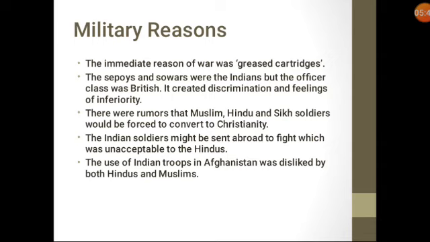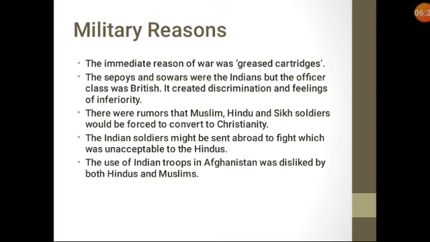Next one, there were rumors that Muslim, Hindu, and Sikh soldiers would be forced to convert to Christianity, and obviously, it was not acceptable for the local people. The Indian soldiers might be sent abroad to fight, which was unacceptable to Hindus. Actually, in Hinduism, it is not considered a good sign to travel abroad, and being part of the British forces, Indians, particularly Hindus, had to travel abroad just to obey the orders of their officers. Due to this, they turned against the British.